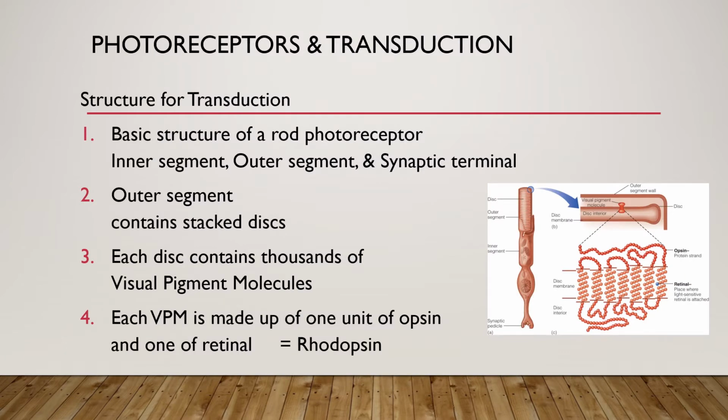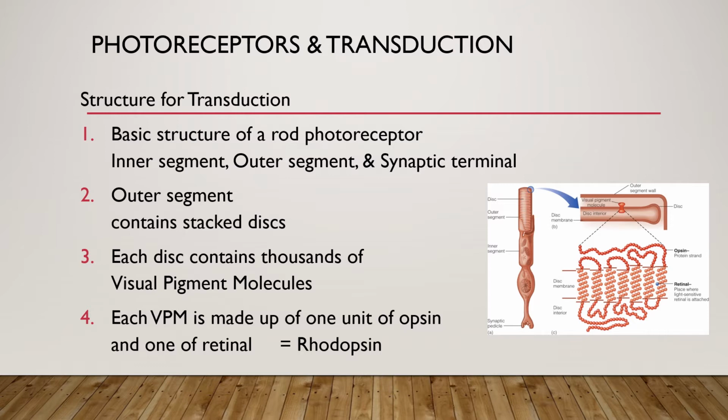So what the photoreceptors are doing at the very back part of that retina is the job of transduction, right? Changing that light energy into electrochemical energy for the brain. We're going to go through the structure of a rod briefly so that we can talk about the structure that exists for transduction to occur in the photoreceptors.